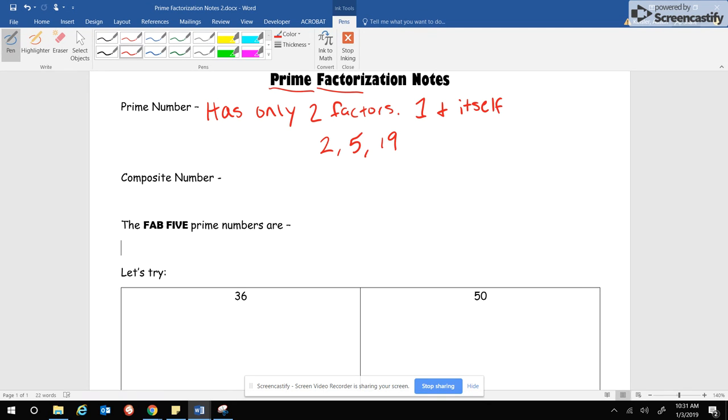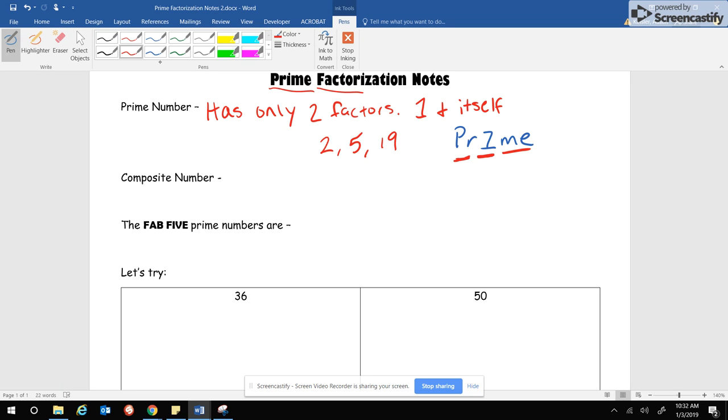And a way that I remember this is I always write prime like that with a 1 for the I. So its only factors are 1 and me. It's the product of 1 and me. So it's only two products. The product is 1 times itself.